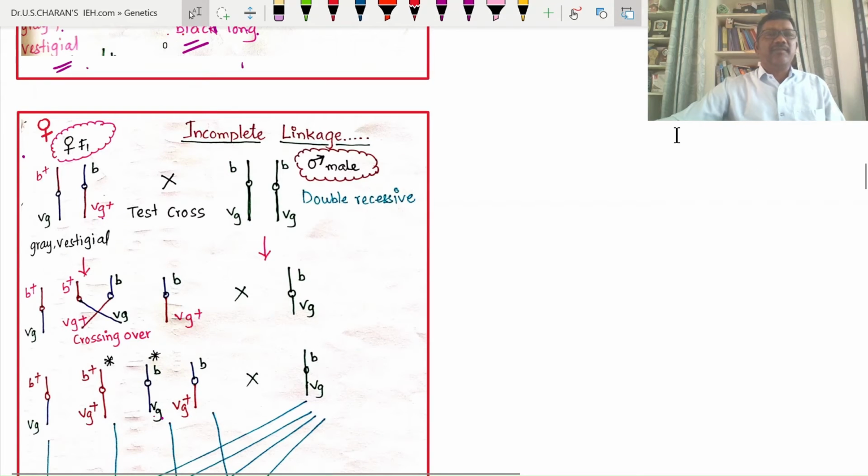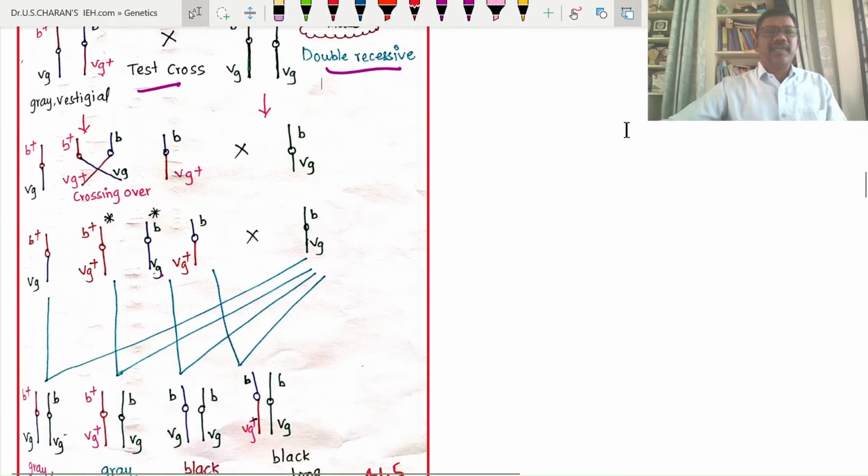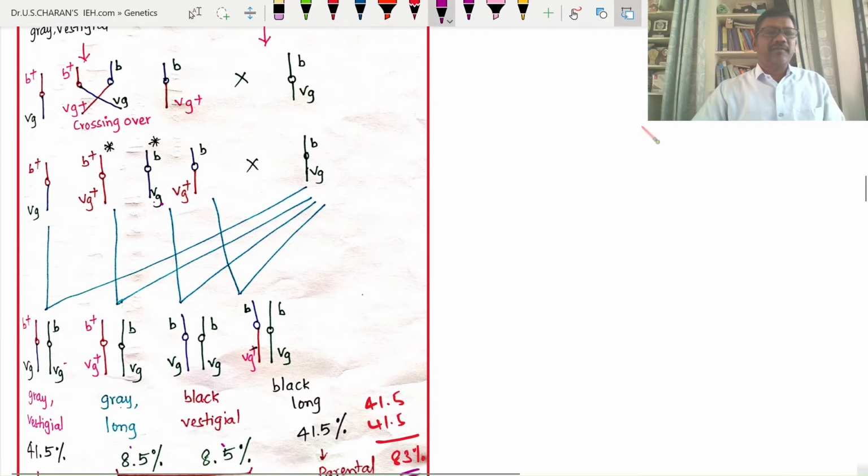In the next example, from that same F1 population, this time the female organisms were chosen for the test cross with the double recessive parent. But this time they got 4 genotypes or 4 phenotypes. Grey vestigial, grey long, black vestigial, black long. These two are parental types, these two are new genotypes, genetic recombinations.